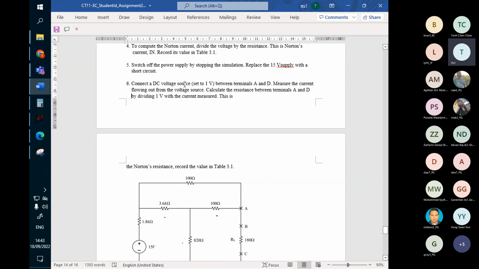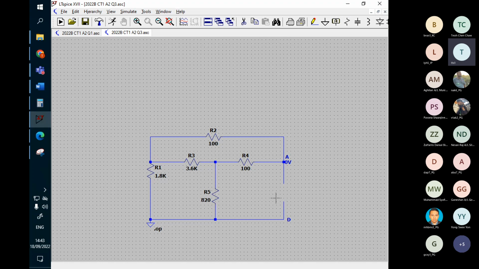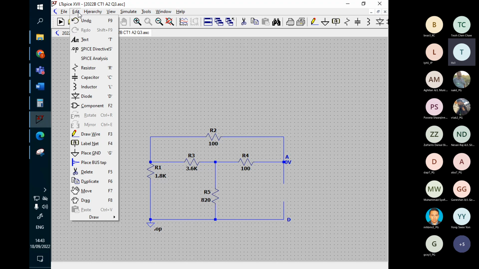Okay, so he said put the 1 volt between A and D, and then measure the resistor. I think you roughly know what to do, right? So just put 1 volt here. Still remember, it is located here.